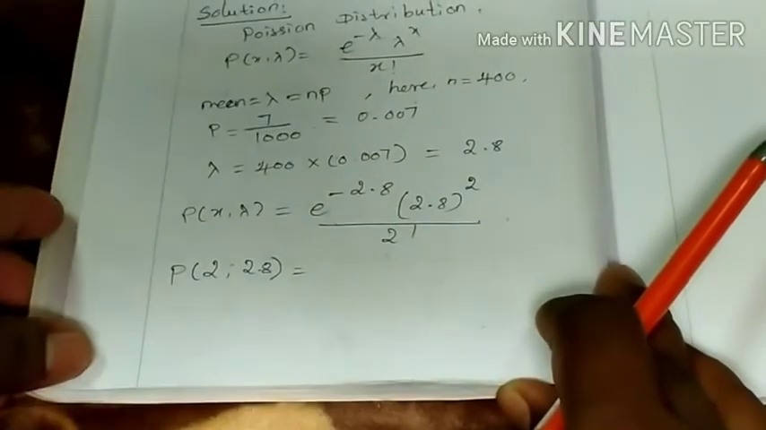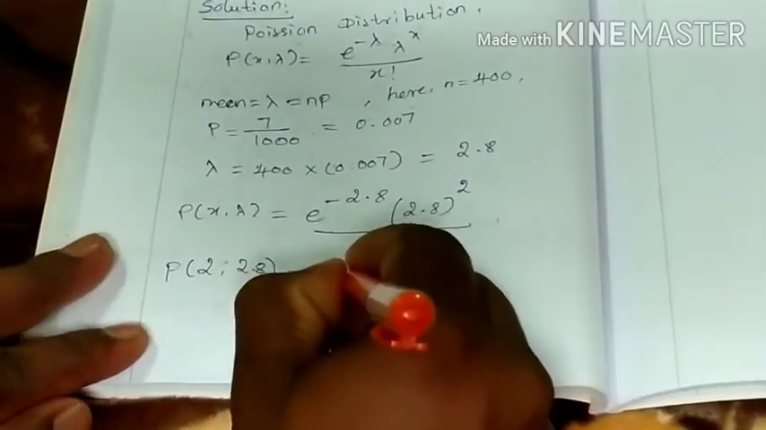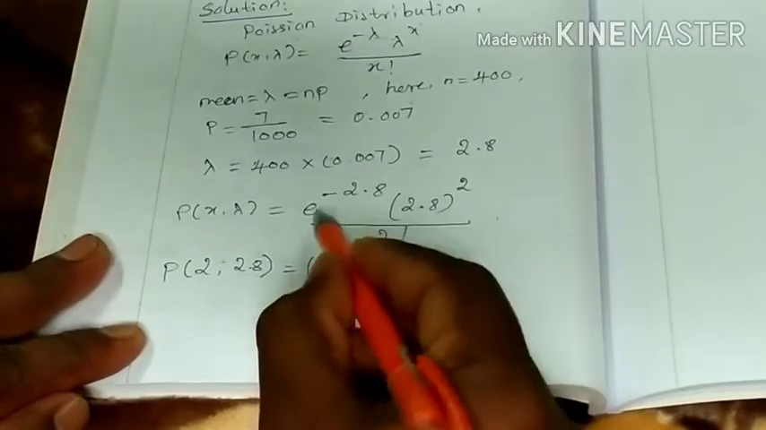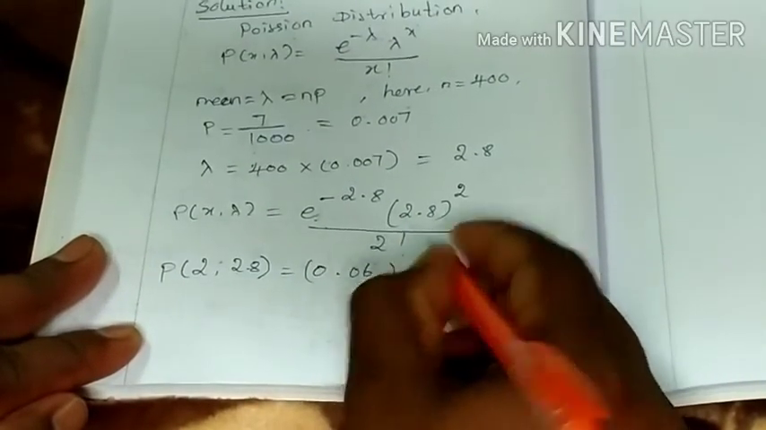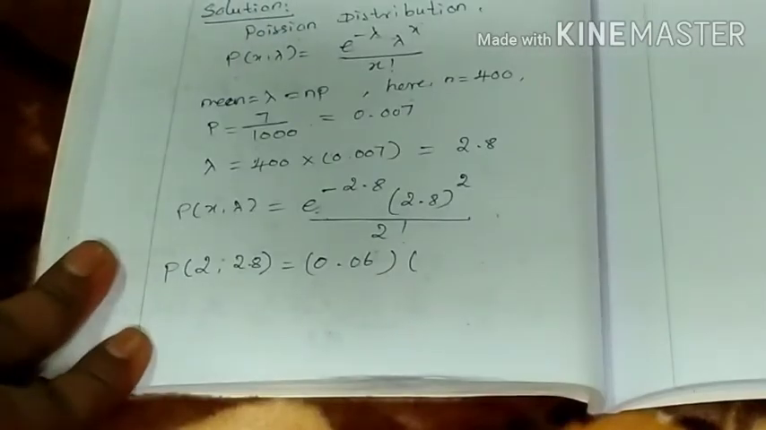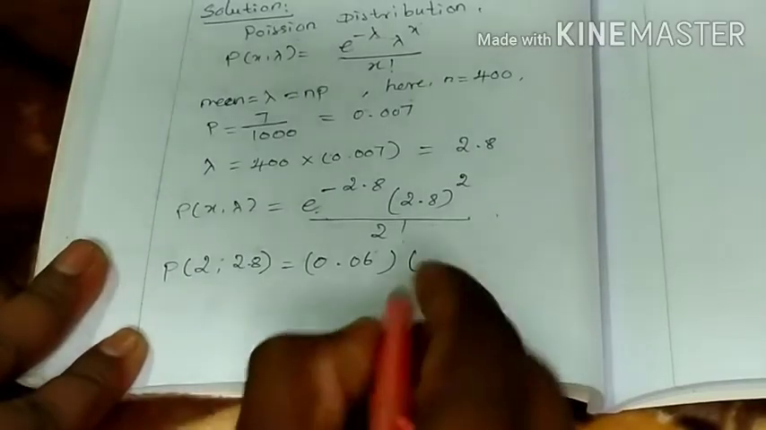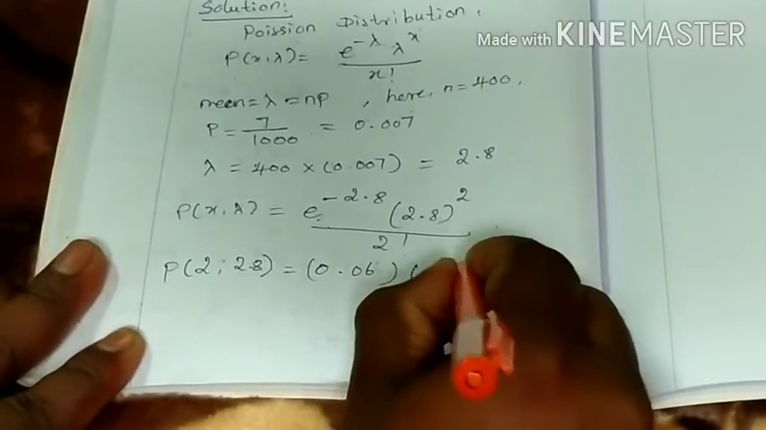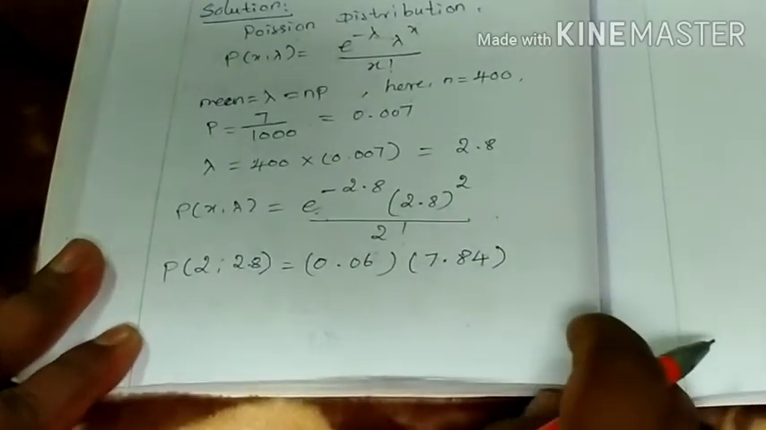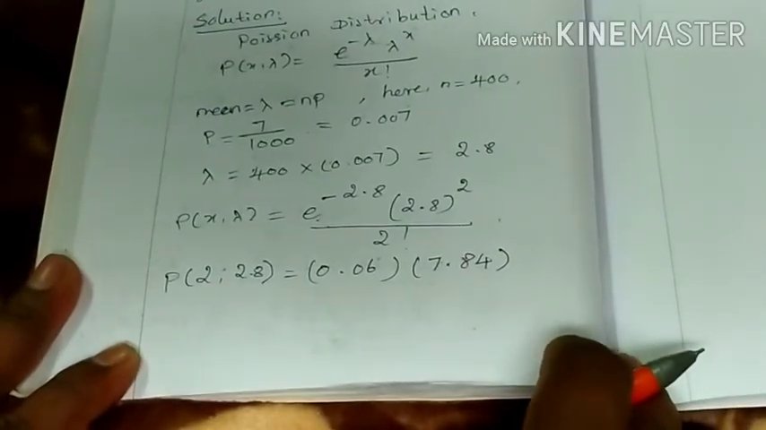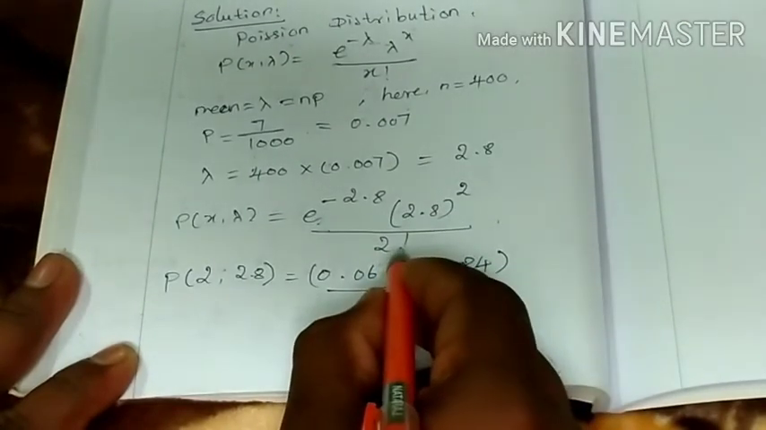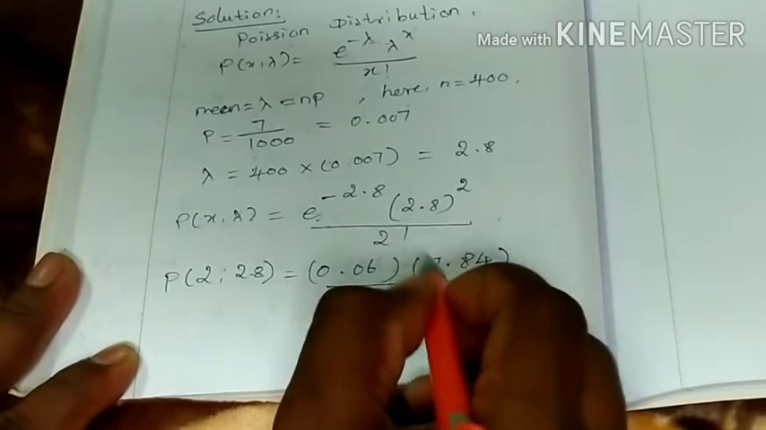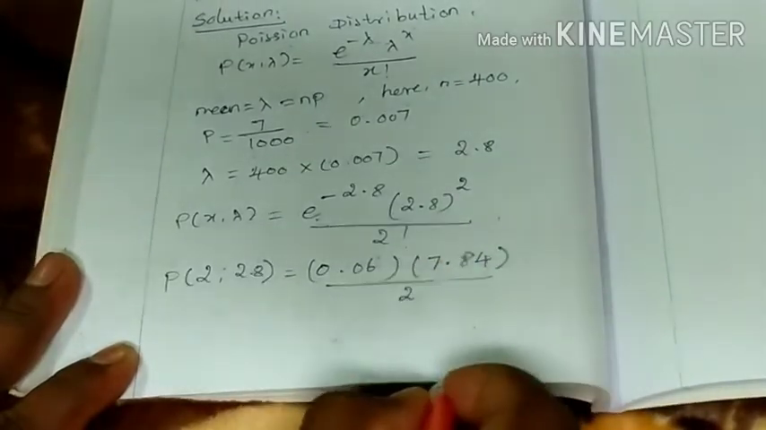Applying the value, 0.06 is the value of e power minus 2.8, and 2.8 the whole squared. Multiplying 2.8 twice, we get 7.84. The whole is divided by 2 factorial. 2 factorial can be written as 1 into 2, and the answer is 2.